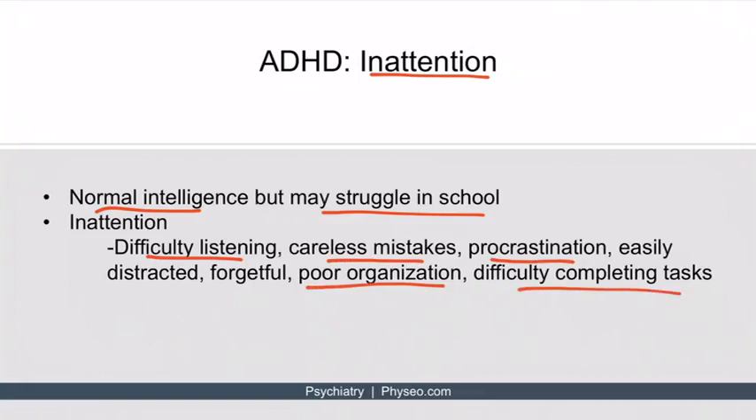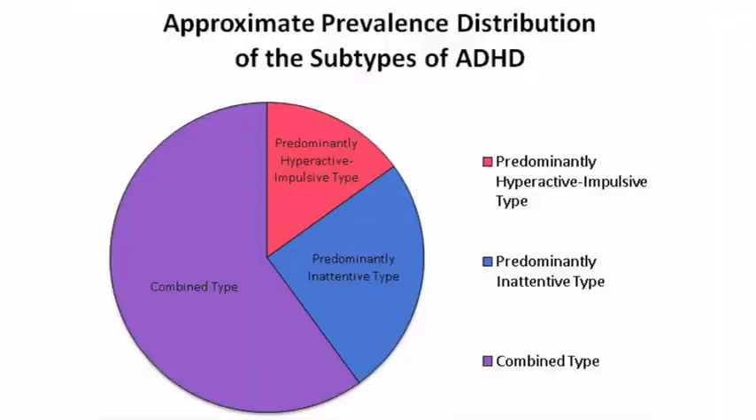Picture a child who, while sitting at their desk, regularly gets distracted by something outside and then spends a long time daydreaming, lost in their own thoughts, and misses out on what the teacher is saying. This is a nice diagram showing the approximate prevalence distribution of the different types of ADHD. As you can see, it's possible that a child diagnosed with ADHD predominantly will have one subtype over another, but the most common scenario is that children with ADHD have elements of both subtypes, so the combined type. In other words, they're inattentive at times, but also have episodes of hyperactivity and impulsivity.